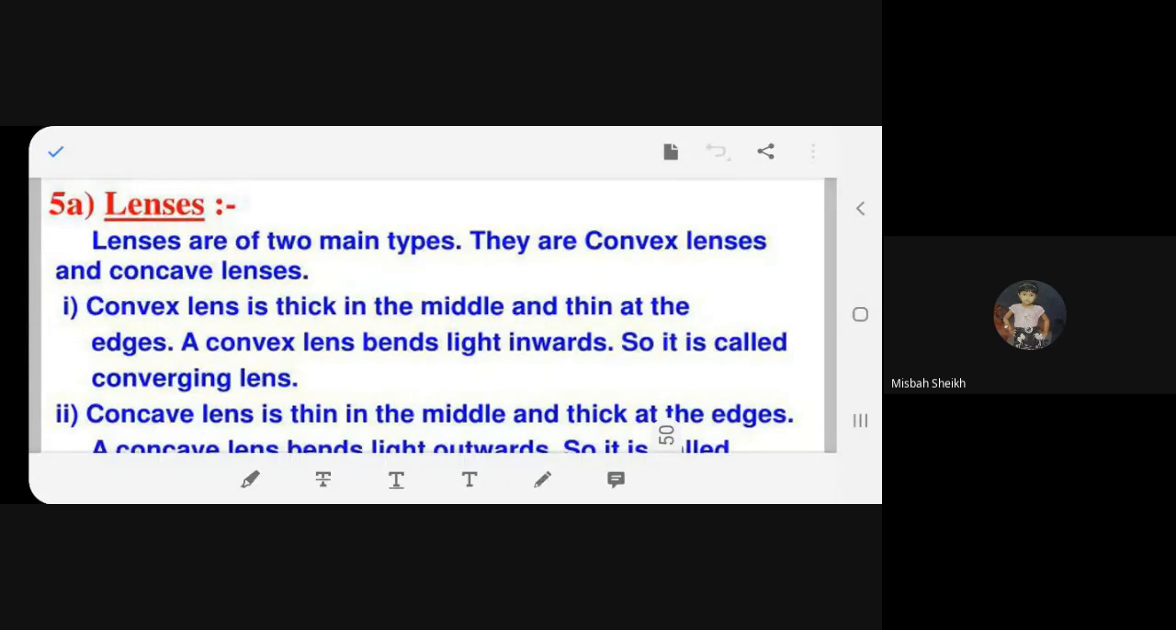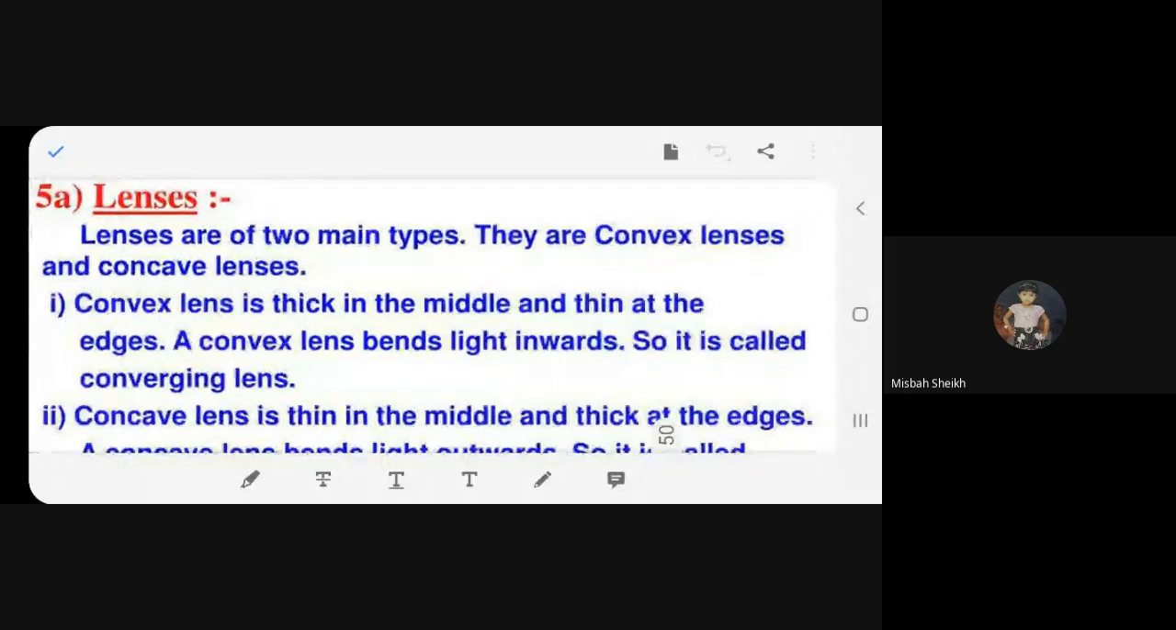Now we are going to talk about lenses. What are we going to talk about? Lenses. Okay, fine. Now let's begin. Lenses are of two main types. They are convex lenses and concave lenses. Convex lens is thick in the middle and thin at the edges. The convex lens bends light inwards, so it is called a converging lens.